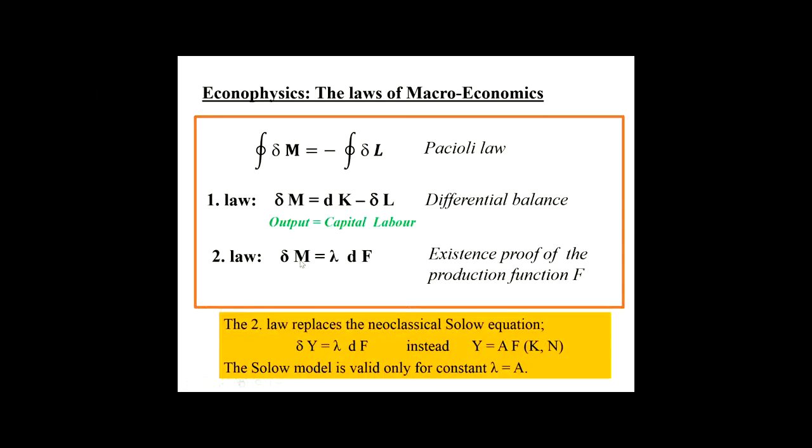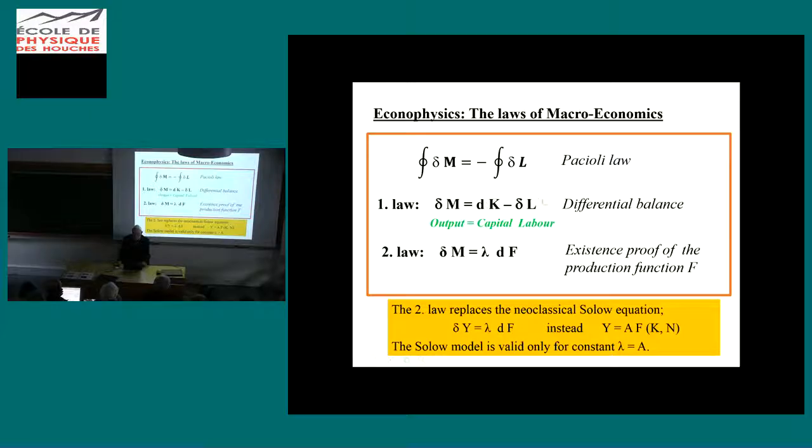The second law replaces the neoclassical Solow equation y equals a times f of k and n. Instead, we have delta m, which is income minus costs. So if you look at income here, this would say delta y equals lambda df. And you see Solow's equation is y equals a times f of k and n. This can only work if lambda is constant, then you can integrate that, and then of course lambda is equal to a, and then this is true. But if lambda is not constant, the Solow equation is not correct.